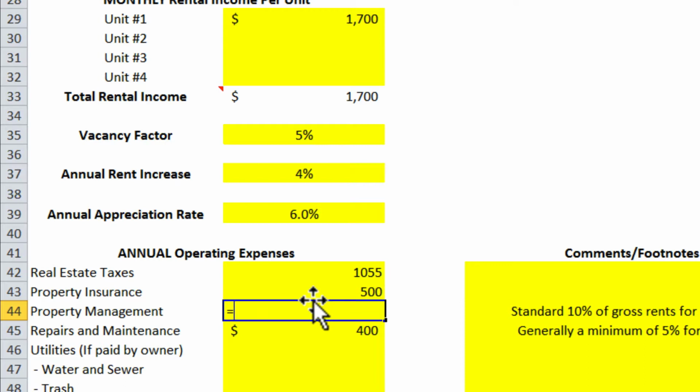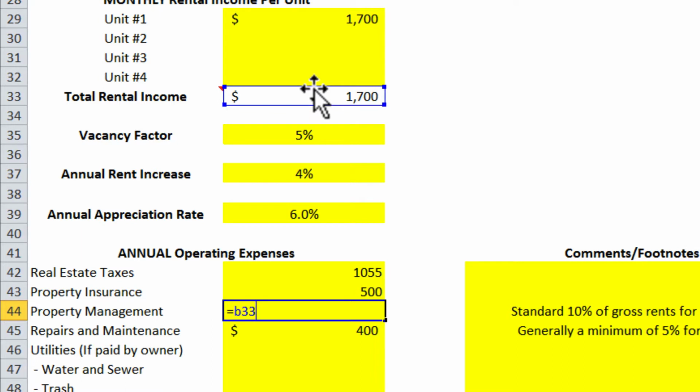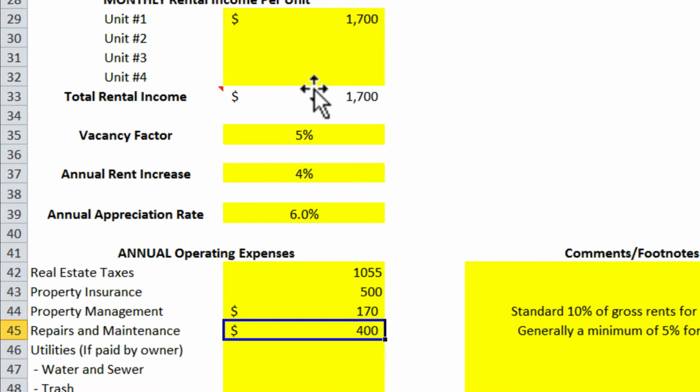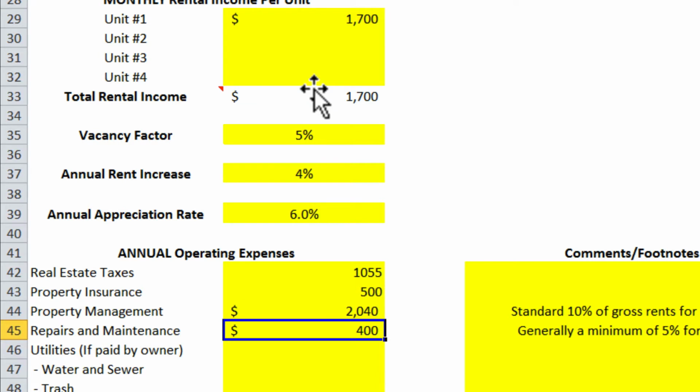You just do equals, and then it's this field here, your total rental income. So equals B33 times shift 8, 0.10. That's 10%. And now times 12. There it is. It's annual, $2,040, so it's 10% of your monthly rent times 12 months.